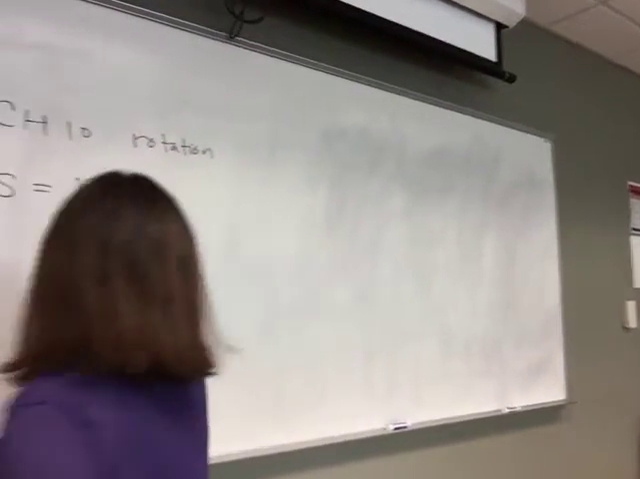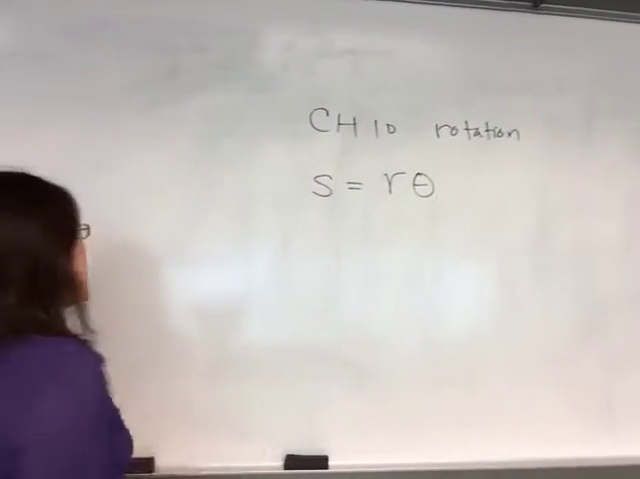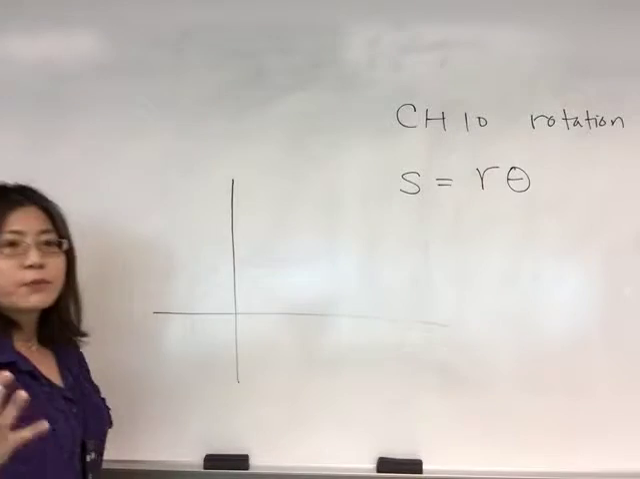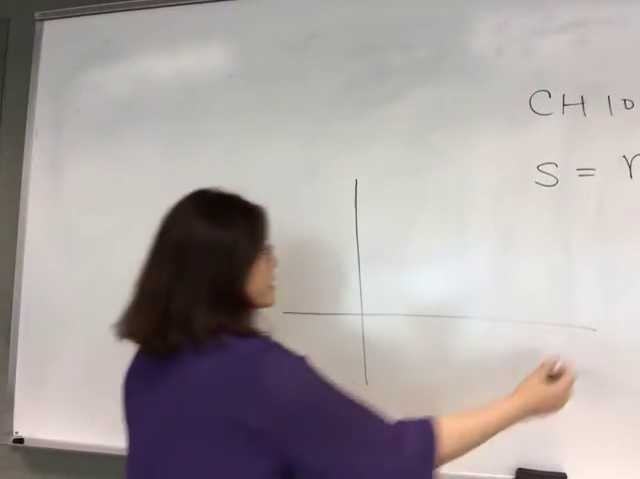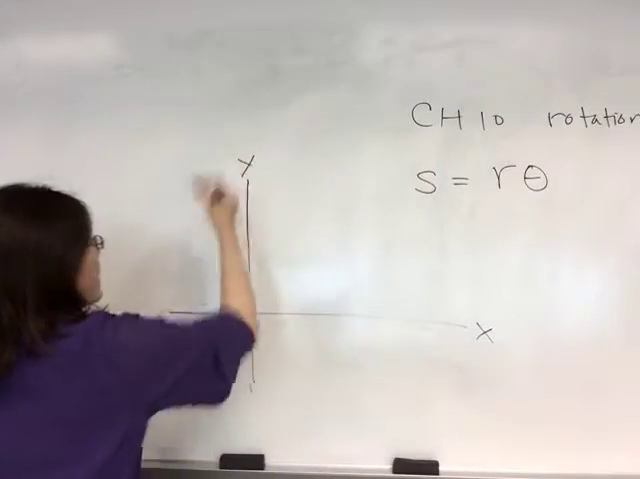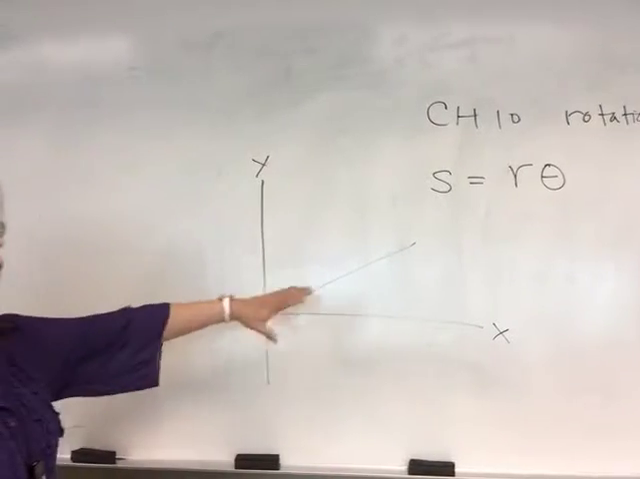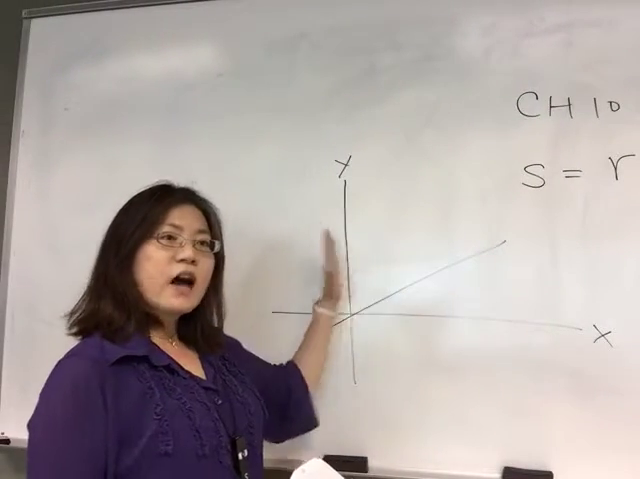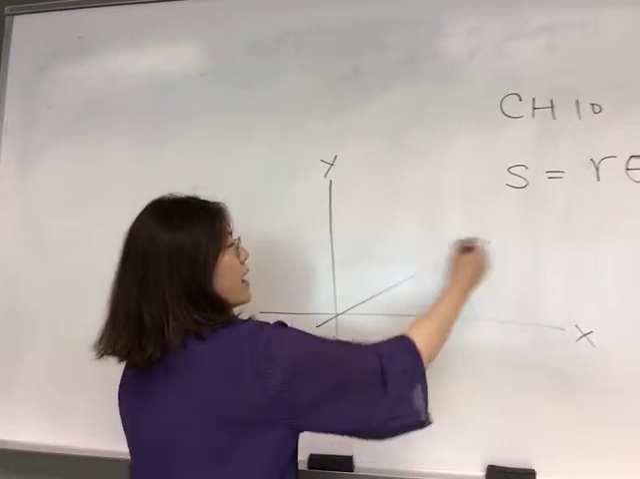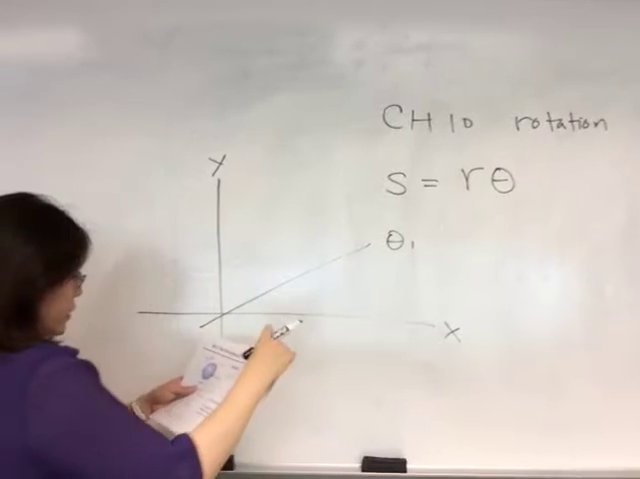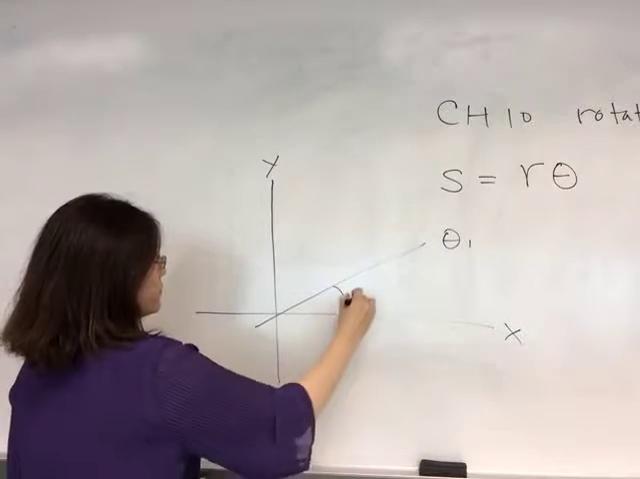Okay, so we can see, for example, if we project this motion onto the x and y axes, and let's say we choose a point. This is like a top view. You have a rotating object. So this is the top view, and at one instant, it is at position theta 1. Let's say this is your theta 1.